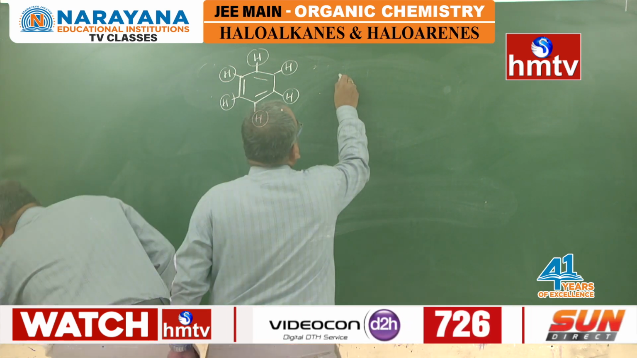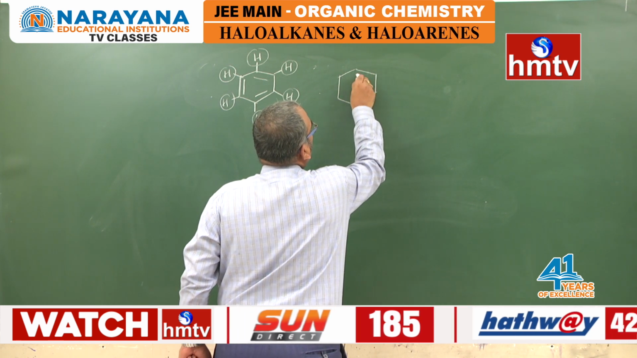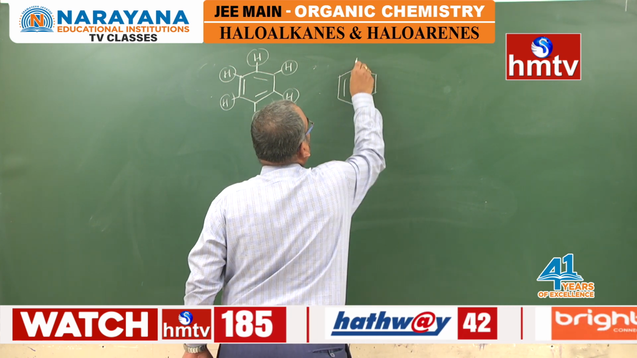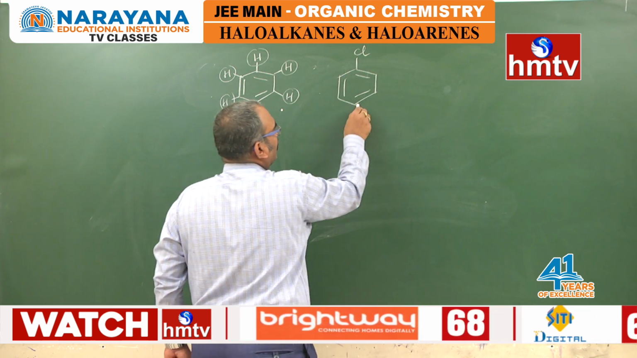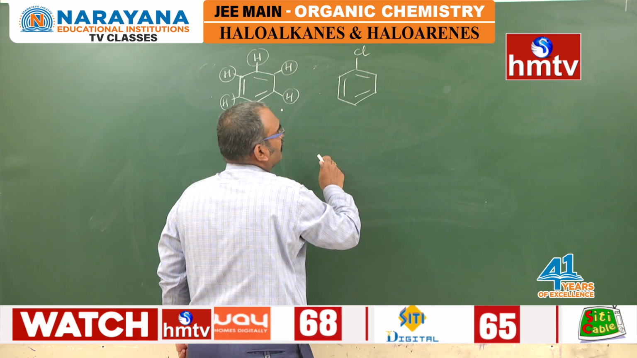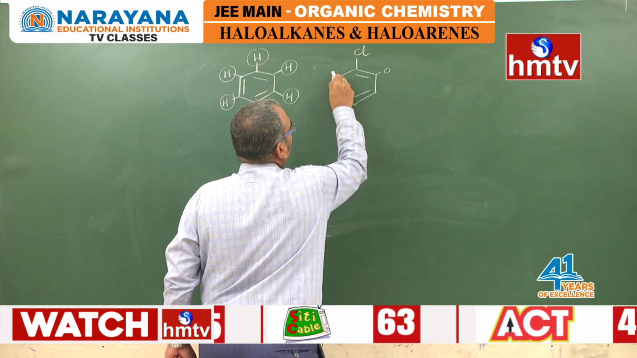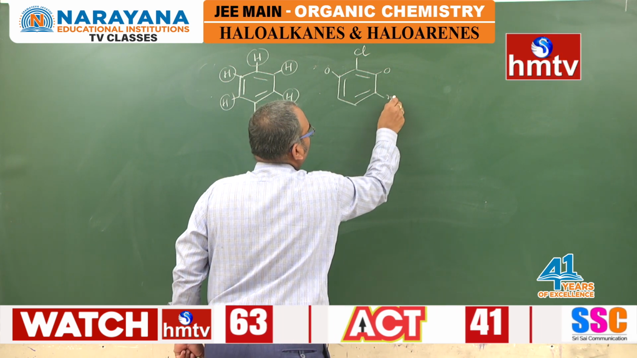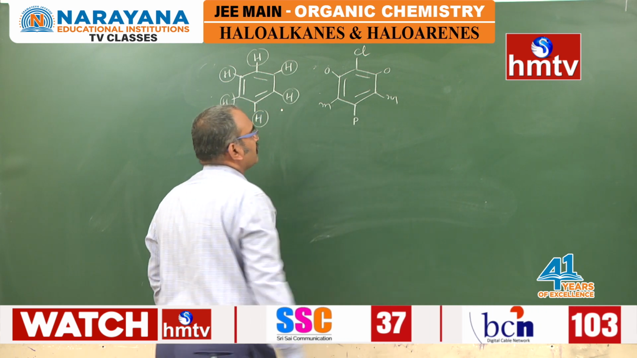If you take chlorobenzene, in chlorobenzene all remaining 5 positions are not identical. Only 5 positions are left, and the remaining 5 positions are not identical. These two are called ortho positions. This is ortho to this. This is ortho. This is meta. This is meta. This is called para position.